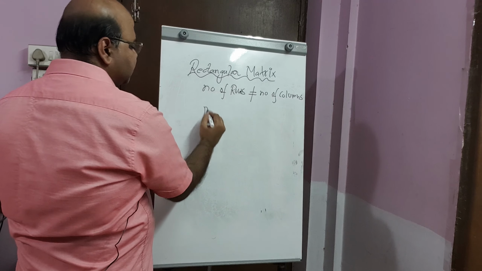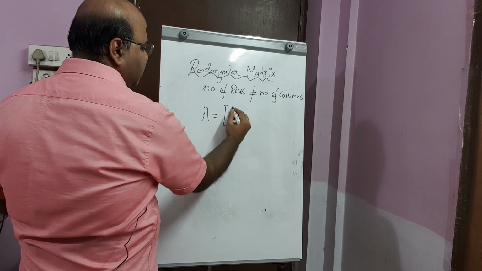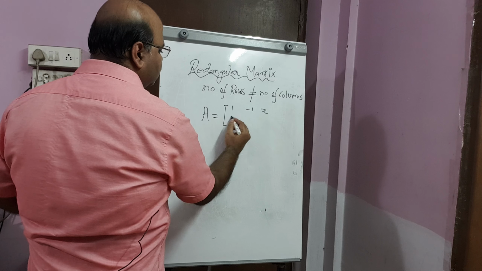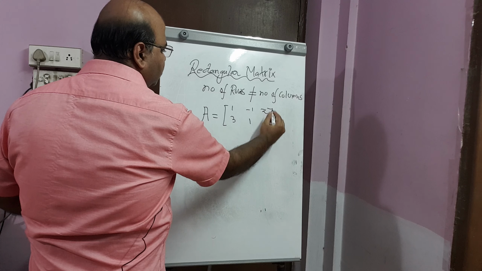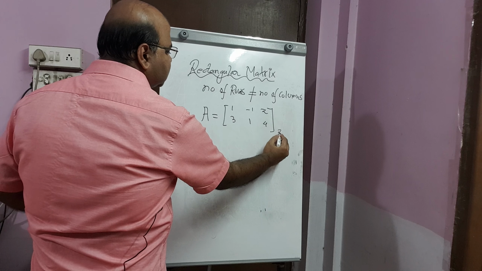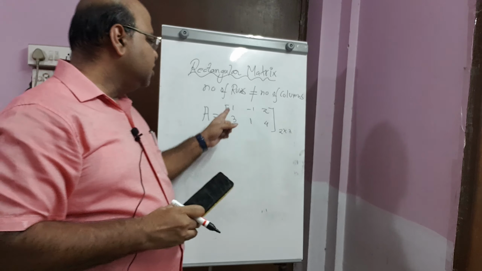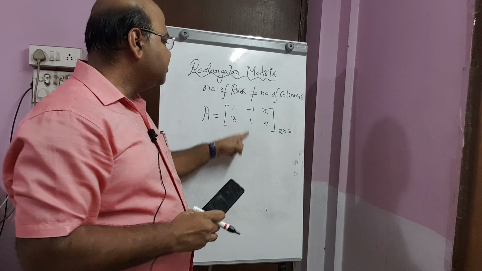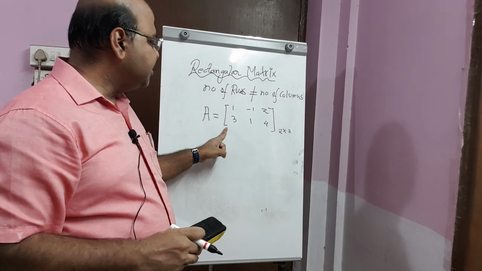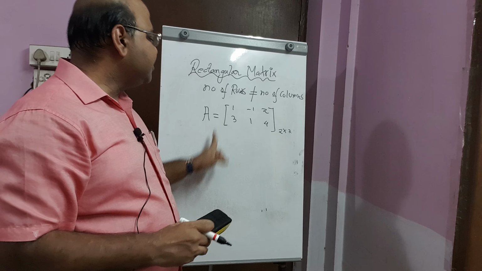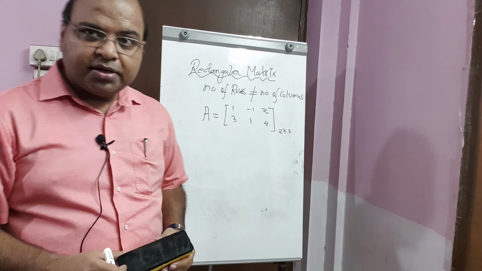For example, if I consider a matrix A, say 1, minus 1, 2, 3, 1, 4. As we can see, it has 2 rows and 3 columns. So the matrix has order 2 by 3. So the number of rows and number of columns are unequal. So it forms a rectangular shape. Such a matrix is known as a rectangular matrix.